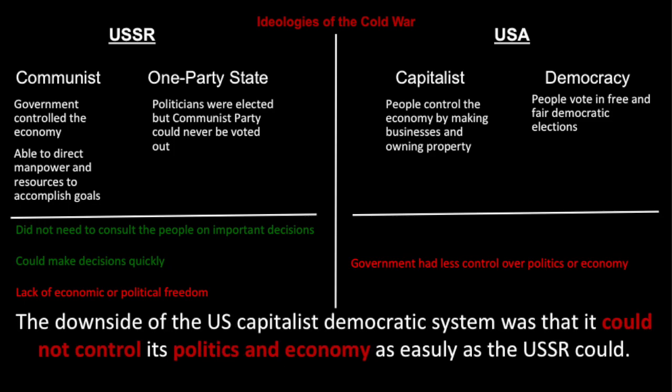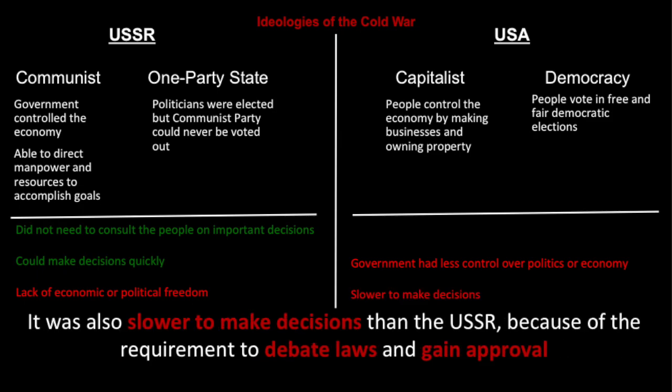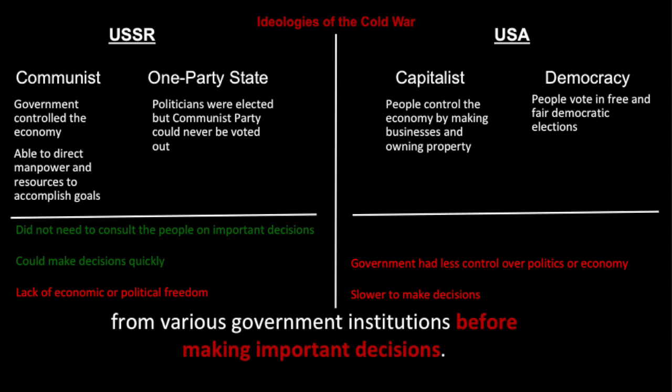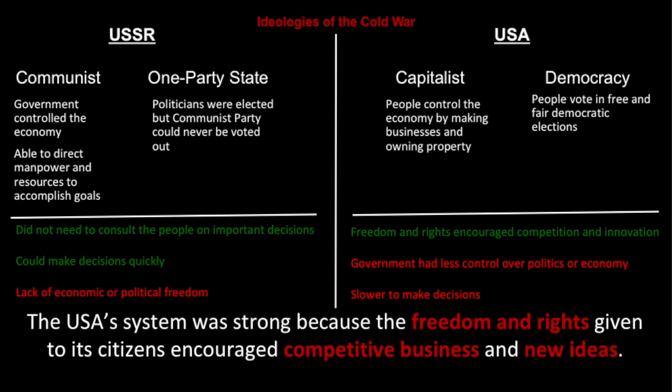The downside of the US capitalist democratic system was that it could not control its politics and economy as easily as the USSR could. It was also sometimes slower to make decisions than the USSR because of the requirement to debate laws and gain approval from various government institutions before making important decisions. The USA's system was strong because the freedom and rights given to its citizens encouraged competitive businesses and new ideas.